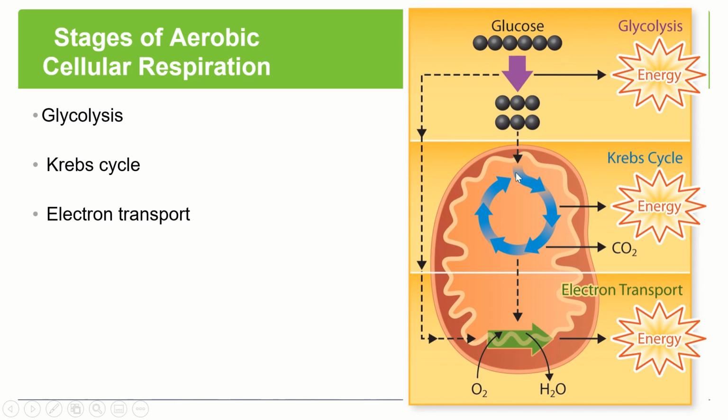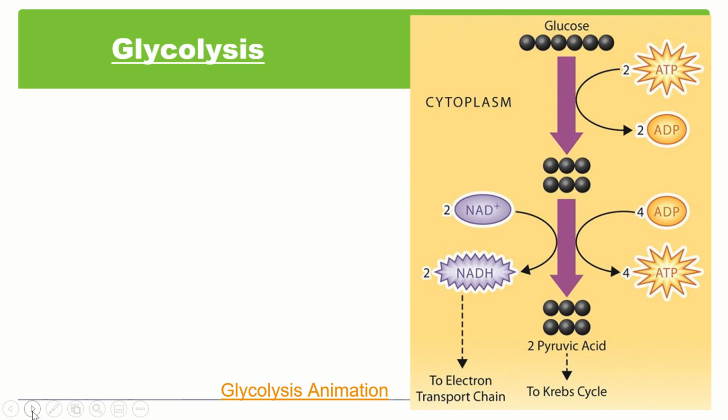Those 3-carbon molecules will enter the Krebs cycle. They'll be broken down even more, releasing CO2 and energy. And then finally, some of the energy molecules, the electron carriers that are produced in the Krebs cycle, will enter the electron transport chain and produce most of the energy of this whole process. Okay? And that requires the oxygen and produces the H2O. So we're going to cover glycolysis first, and then we'll make a separate video for Krebs and electron transport chain.